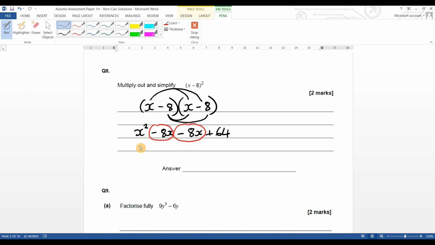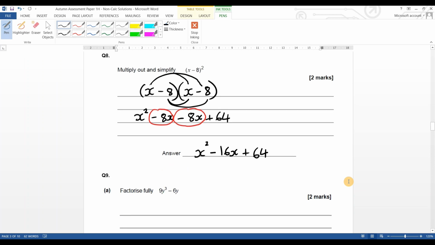And so you've got x squared minus 8x minus another 8x, that gives you minus 16x. Yeah, it's getting colder. Plus 64 on the end. 2 marks for that. Let's move on.